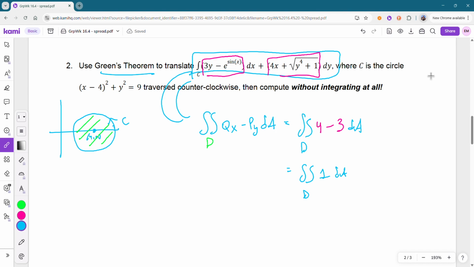Here we actually don't have to integrate at all, because when we integrate the function 1 over a domain, that's just going to hand us the area of that domain. Since we're staring at a circle as the region we are integrating, just pi r squared is what we need, and our circle has radius 3. So 9 pi is the value of our integral.